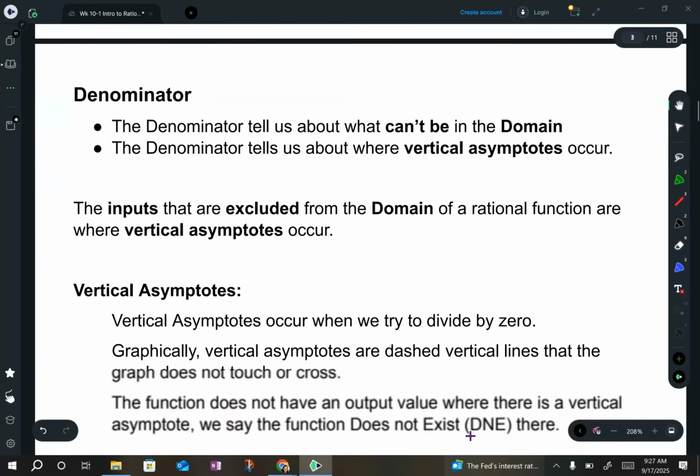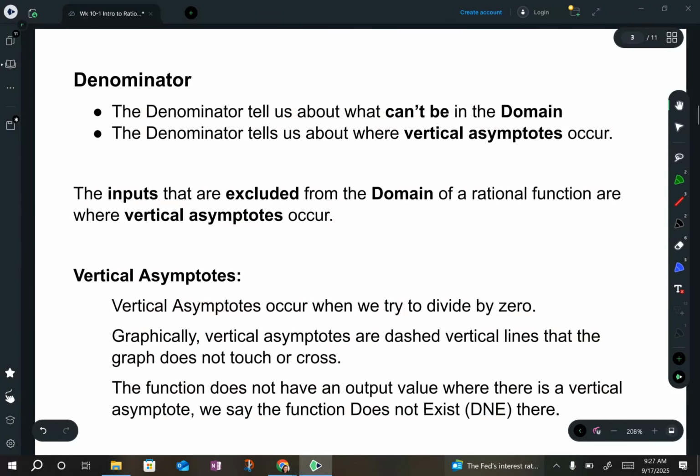All right, one thing we always like to talk about when we introduce new functions is their domains. And for rational functions, the denominator tells us what isn't in the domain because we don't want to divide by 0. The denominator also tells us where the vertical asymptotes occur. And so these inputs that make the denominator equal to 0 are excluded from the domain, and they are also where the vertical asymptotes occur.